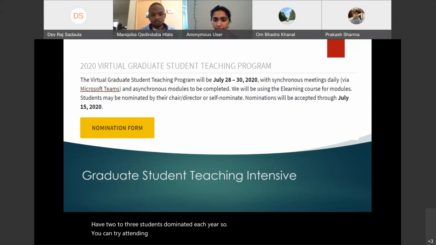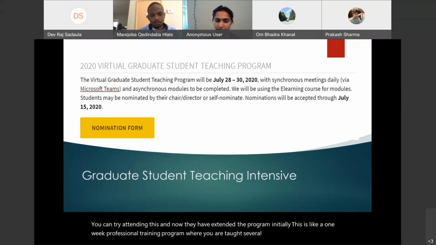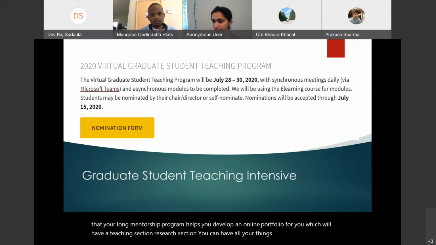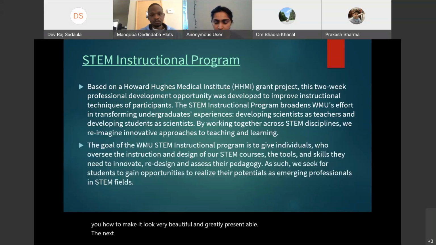Now they have extended the program. Initially, it is a 1-week professional training program where you are taught several different active learning methods and inquiry-based teaching methods and their benefits. But then there is a 1-year mentorship program, which you can extend. That year-long mentorship program helps you develop an online portfolio, which will have a teaching section and a research section. You can put all your things up and they'll guide you on how to make it look very beautiful and presentable. The next thing on my plate, which is the last thing, is the STEM instructional program.